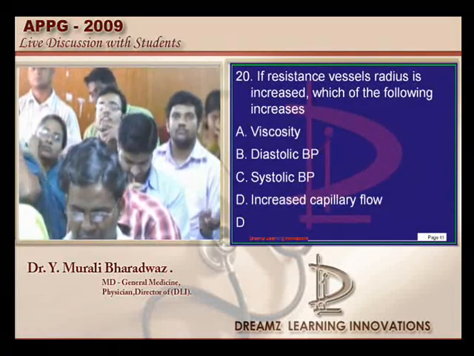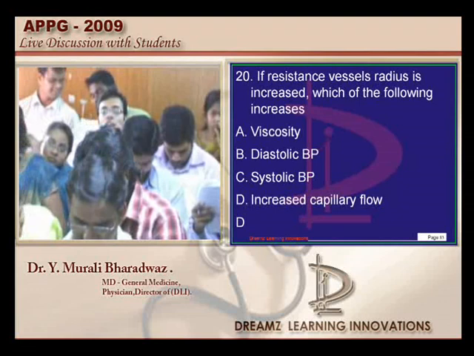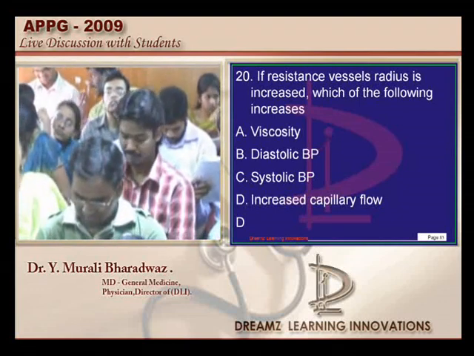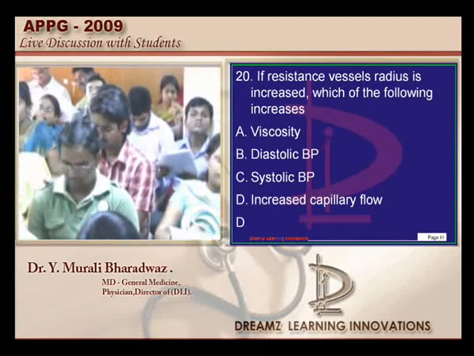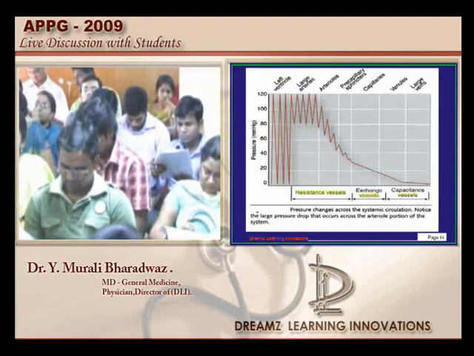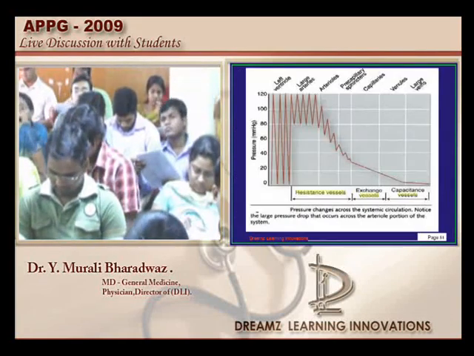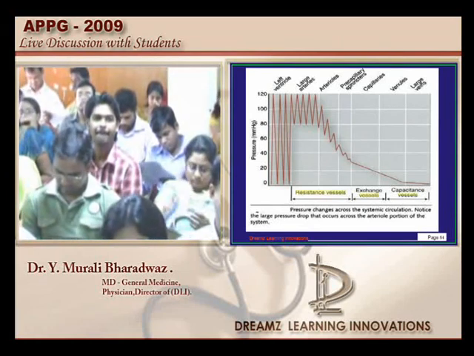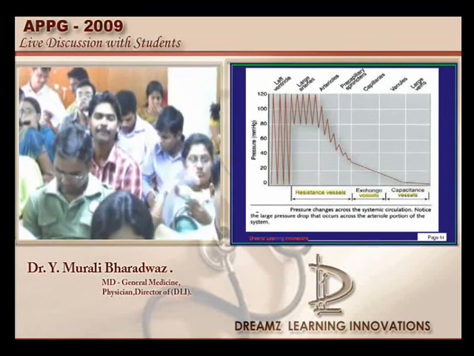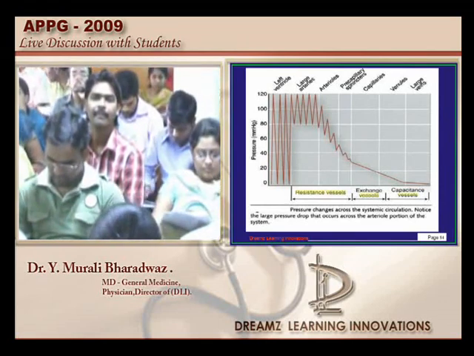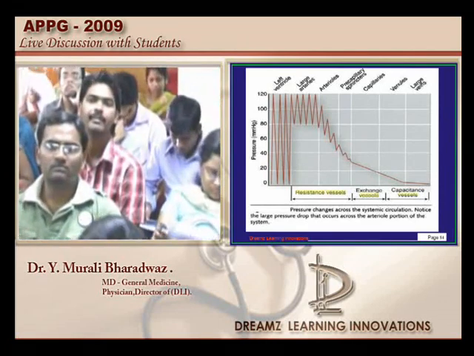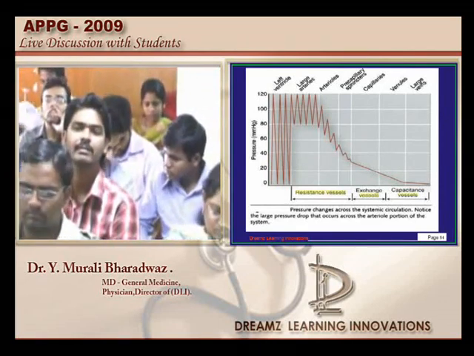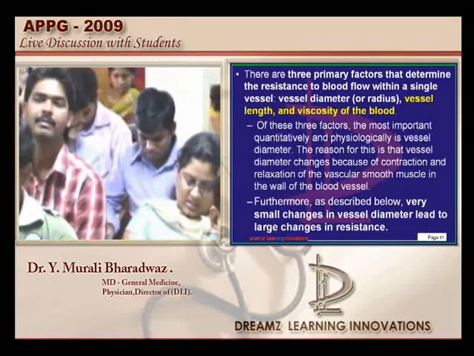Now if resistance vessel radius is increased, what will happen? What is that law called, doctor? It is called the Poiseuille's law. You know that to the fourth power of the radius, the resistance will be inversely proportional. So the bigger the radius, the lower the resistance, and that is the reason it will increase the blood flow, increase the capillary flow, which is what you need to fundamentally remember.